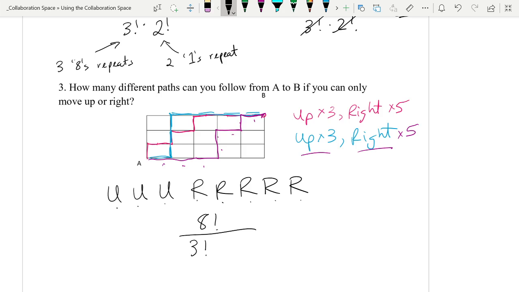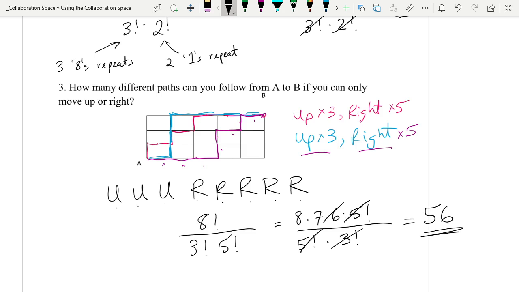over 3 factorial for the U's and 5 factorial for the R's, which is 8 times 7 times 6 times 5 factorial divided by 5 factorial times 3 factorial. Those cancel. 3 factorial is 6. My answer is 56. And we'll stop there for today.